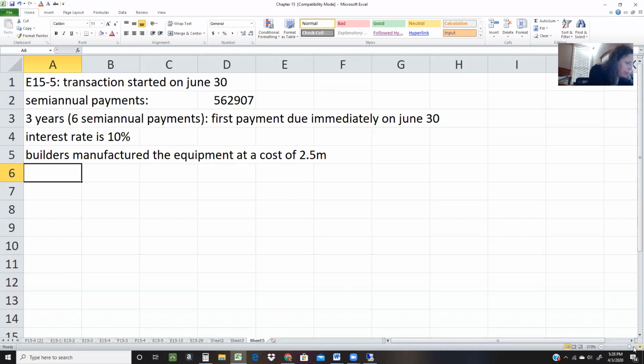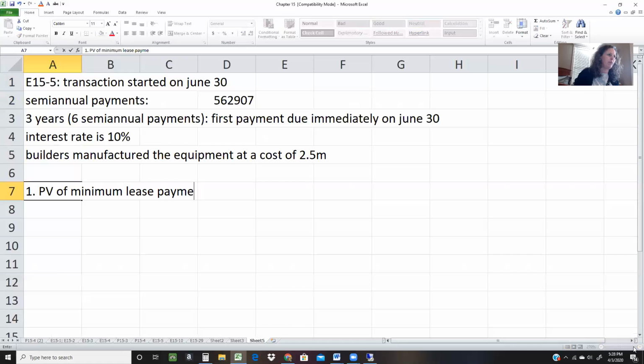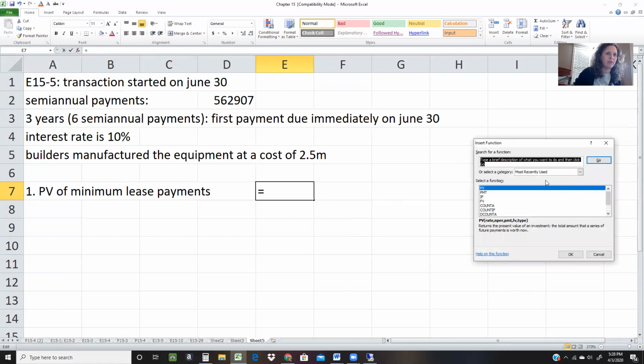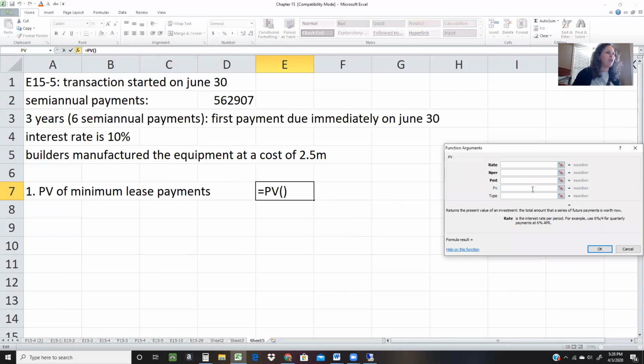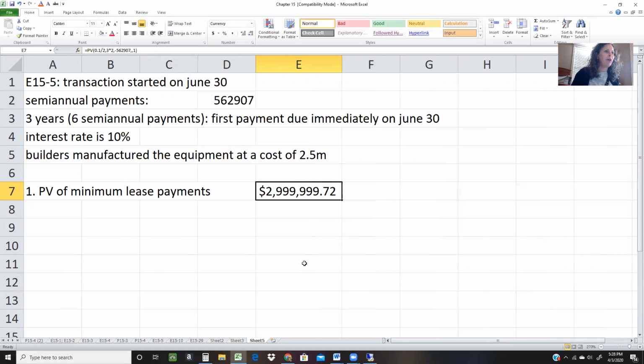Okay, so first it says to determine the price at which Builders is selling the equipment. So the present value of the minimum lease payments. And remember, this is the one where it said do it to the nearest 1,000 or whatever, and we're not going to do that. We're going to do it with the right number. So the rate is 10%, but it's semi-annual, so I divide by 2. The number of years is 3 times 2, and those payments are $562,907, but the first payment is immediate. So our number there is $2,999,999.72.